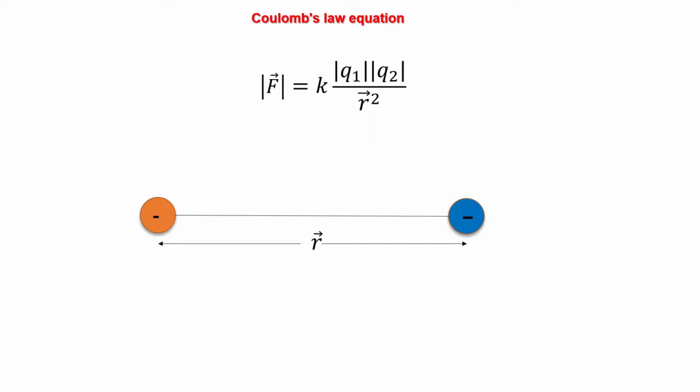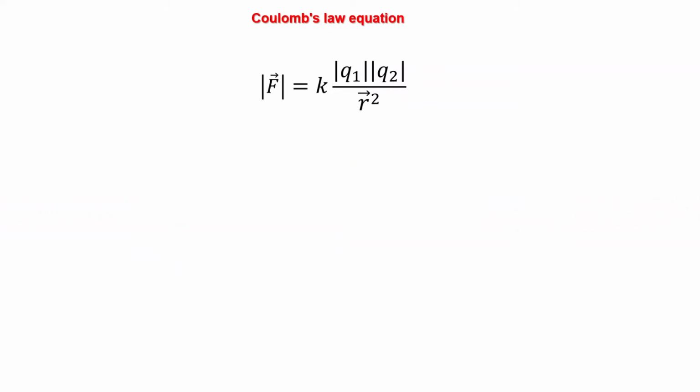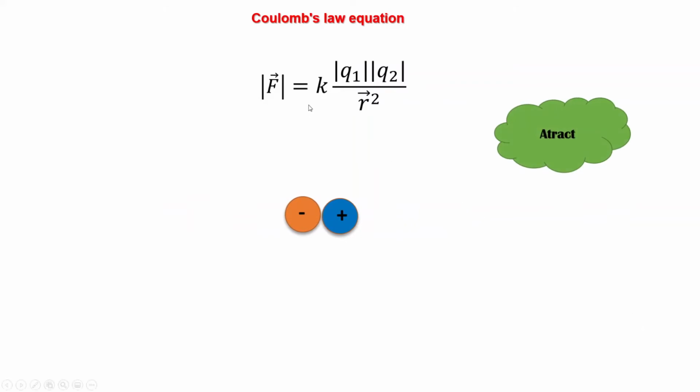The same thing happens if you have two negatively charged particles. They will repel each other because the signs are the same. But if you have a positive and a negative, they will attract each other. So you can calculate the magnitude of the electrostatic force between two particle charges using Coulomb's law, but for the direction, you should consider the signs of these two charges and, based on that, determine the direction of the forces.